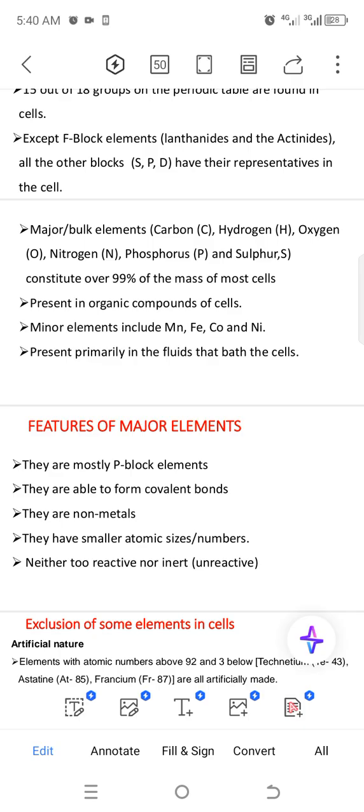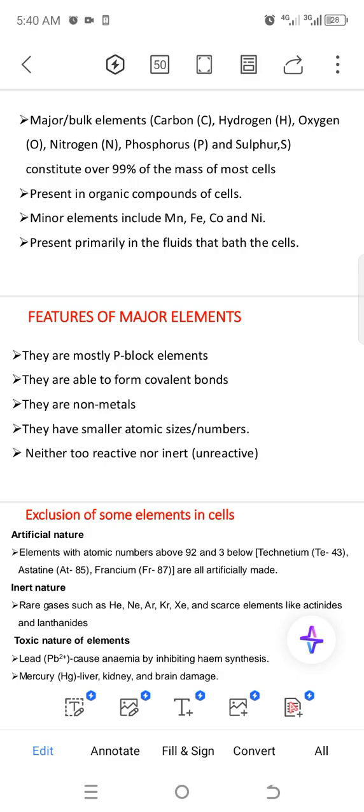Major or bulk elements like carbon, hydrogen, oxygen, nitrogen, phosphorus, and sulfur. So the various elements we have on the periodic table, we have some elements that are the major. Major means they are hugely demanded. They are hugely needed. They help us in our daily lives. They are used always. Yeah, that are the major element.